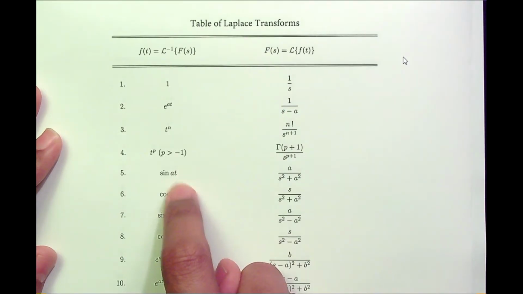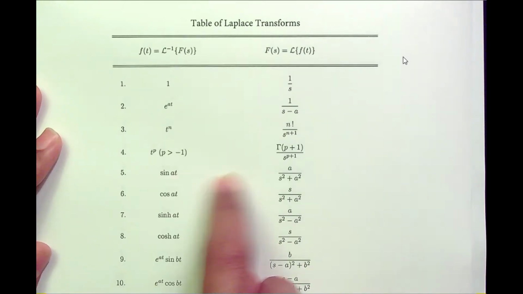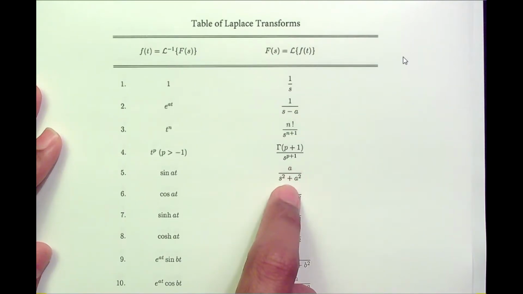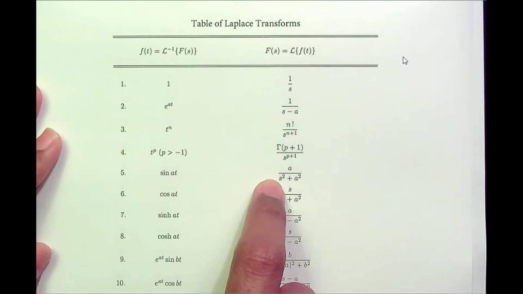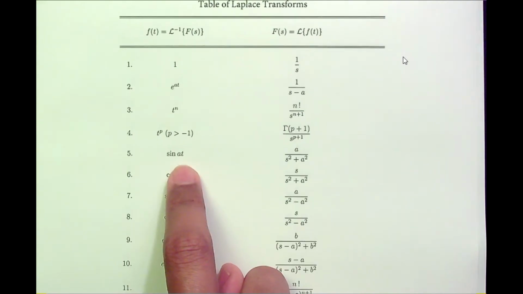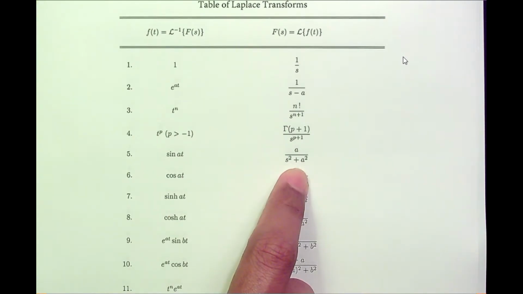We also did number 5. The Laplace transform of sine of at is a over s squared plus a squared. We figured that one out. That requires integration by parts twice. Remember, we used the formula. I didn't do the actual integration by parts. I just said, okay, this is what you get if you do integration by parts twice. So it's not so easy, but from now on, we can just look it up here. We don't have to do it all over again.